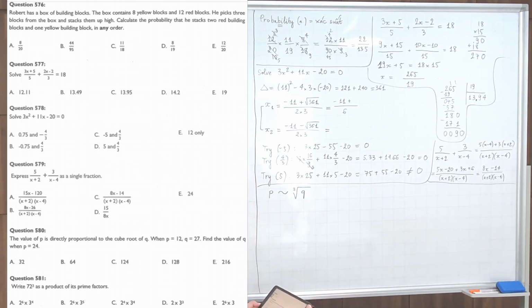Okay, when P equal to 12, Q is 27. Nếu mà P nó bằng 12 thì Q nó bằng 27. Find the value of Q when P equal to 24. Okay, so from this, what can we say? Nếu mà bây giờ nó tỷ lệ thuận với lại cube root of Q đi, thì bây giờ em cắt bằng 3 hai bên lên. Try to take a cube on both sides.